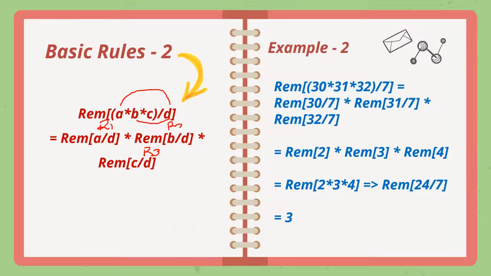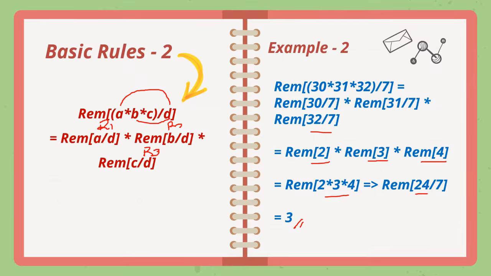So 30 divided by 7 leaves remainder 2, and 31 divided by 7 leaves remainder 3, and 32 divided by 7 leaves remainder 4. So it's very easy for us to calculate. Now I'll just multiply 2, 3 and 4, because on multiplying 2, 3 and 4, I'm going to get a number which is definitely greater than 7. So I'll again find the remainder when divided by the given divisor. So 2, 3 and 4 product being 24, 24 divided by 7 of course leaves remainder 3 and that's the required remainder. So I believe the concept is clear. We are again going to solve another practice question to understand the concept better.